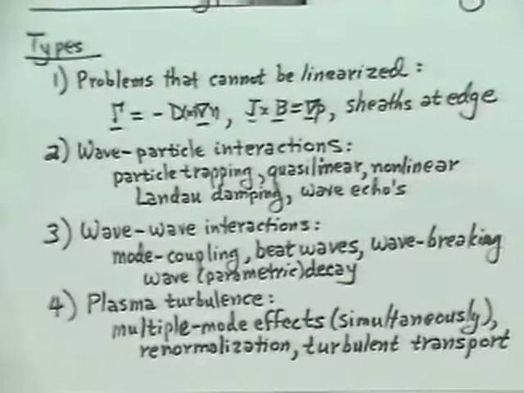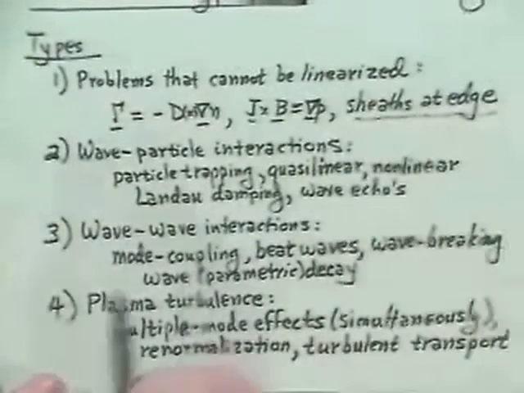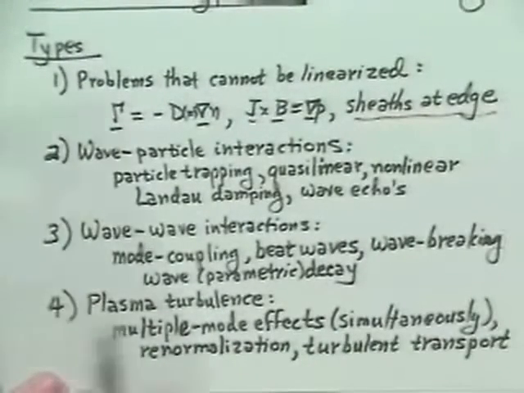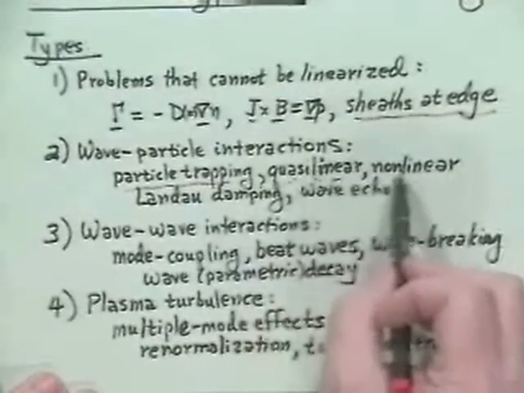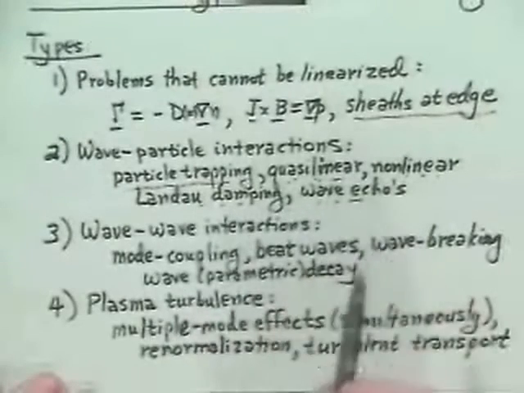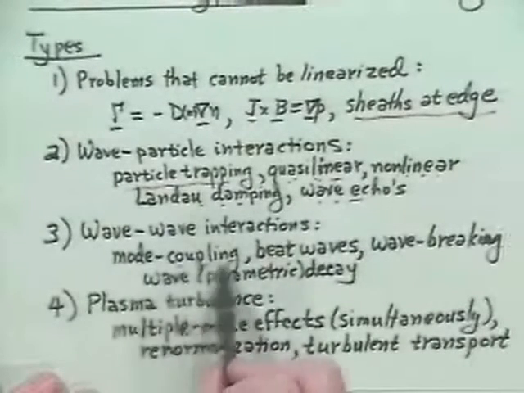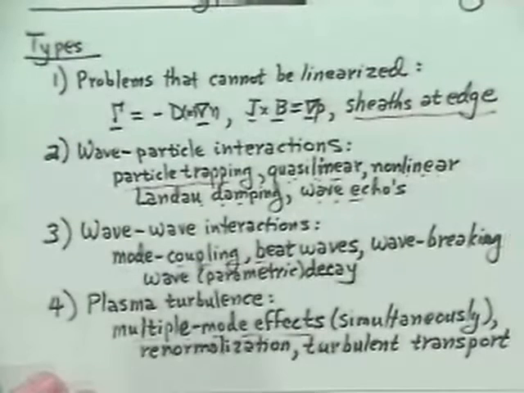interactions and so forth. But we're only going to really talk about some very brief parts of this, namely sheaths at the edge, which we'll talk about today, some elements of particle trapping and quasi-linear and nonlinear Landau damping and wave echoes, and then again some little elements of each of these, just to give you an idea of what people are talking about there and perhaps what its connection, difference, et cetera, is to fluid-type approaches.